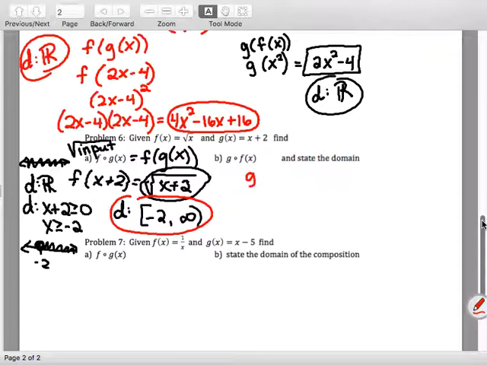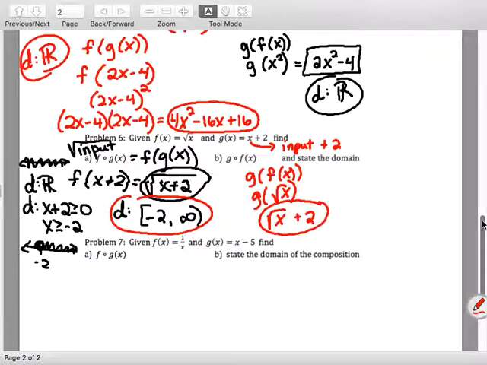All right, let's try this one. G of f of x. So this is g of the square root of x. So the g function says input plus 2. My input is the square root of x. That 2 is not underneath the square root because it's input plus a 2.